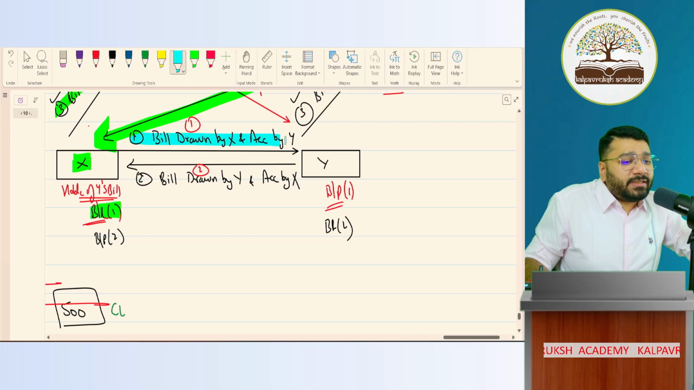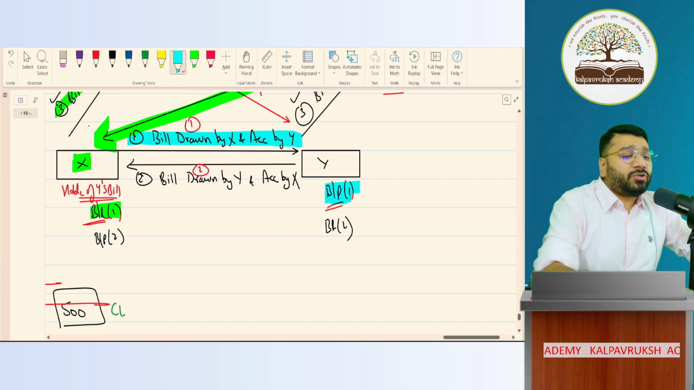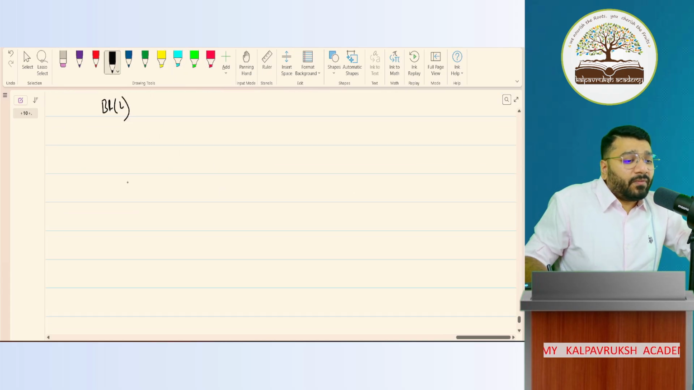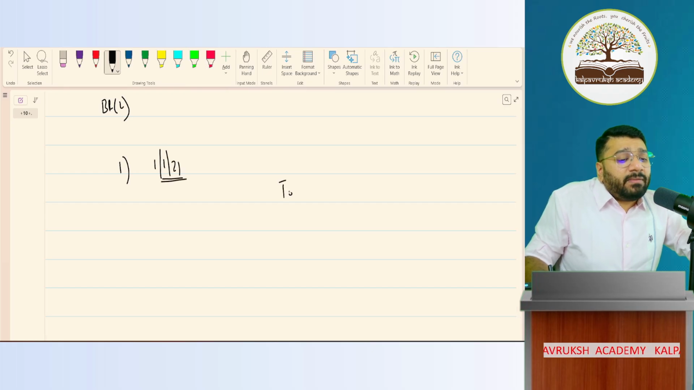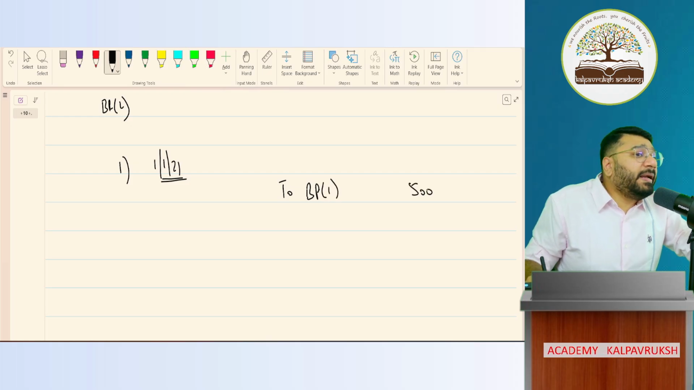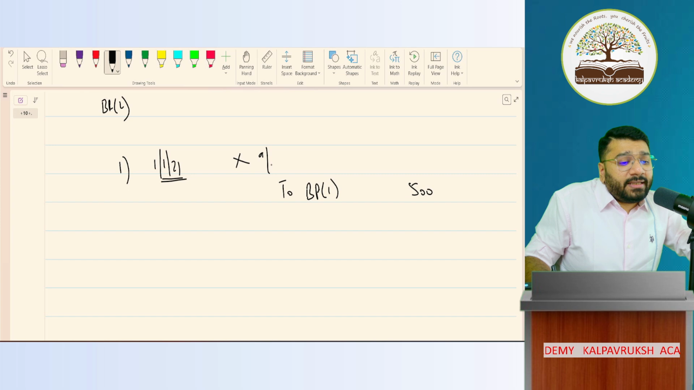First transaction is bill drawn by X, accepted by Y. For Y, it is BP. So what is BP entry? Date, please. 1/1/21. The moment I accept the bill, I have a liability towards banker. How much? 500. But this money I have to recover from X. So X account debit 500.